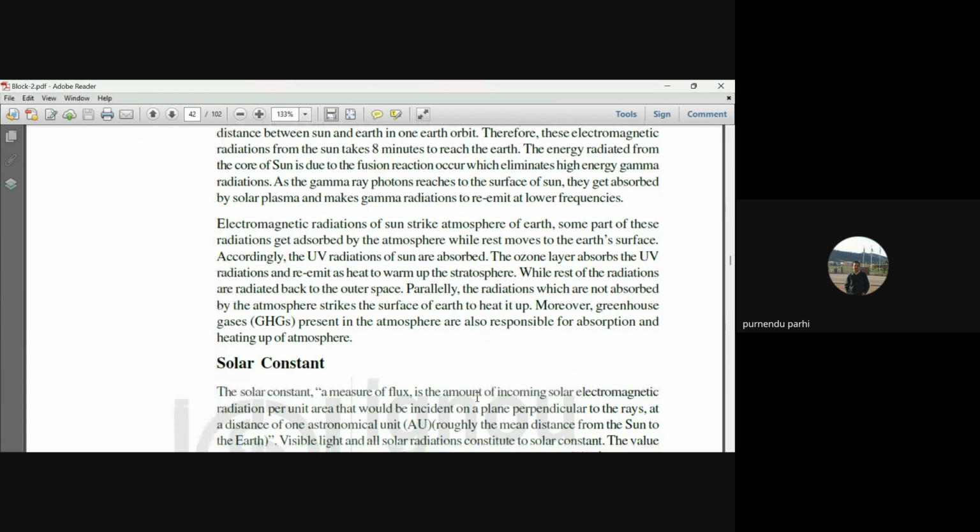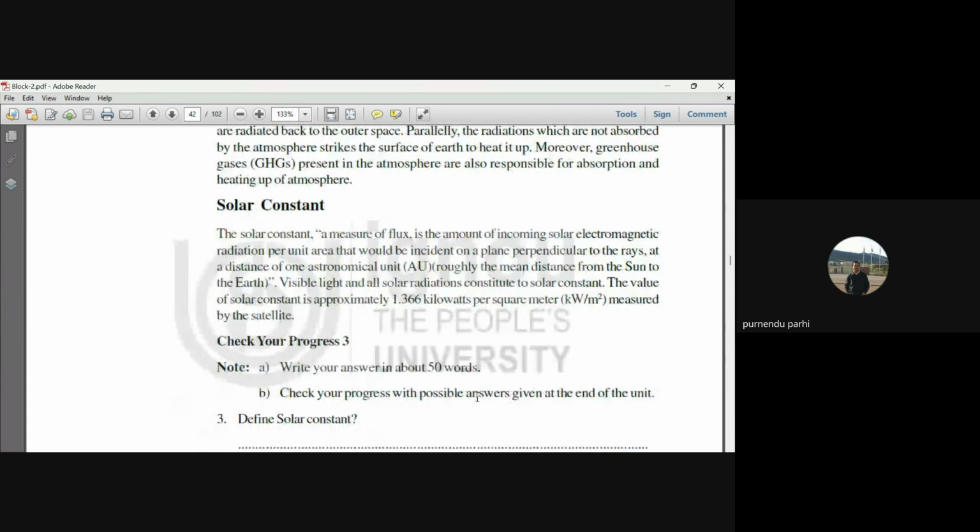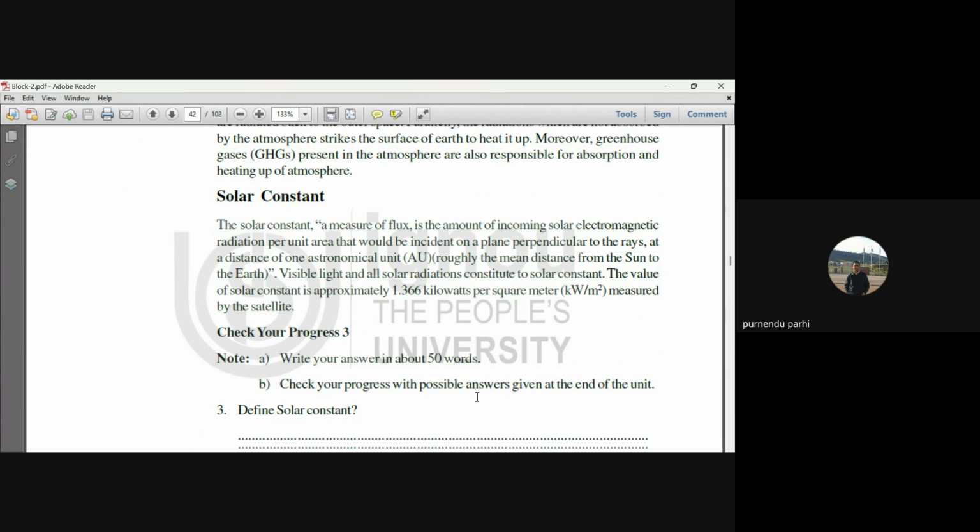Solar constant. The solar constant, a measure of flux, is the amount of incoming solar electromagnetic radiation per unit area that would be incident on a plane perpendicular to the rays at a distance of one astronomical unit. Visible light and all solar radiations constitute the solar constant. The value of the solar constant is approximately 1.366 kilowatt per square meter, measured by satellite.